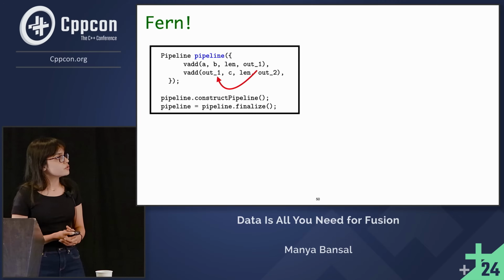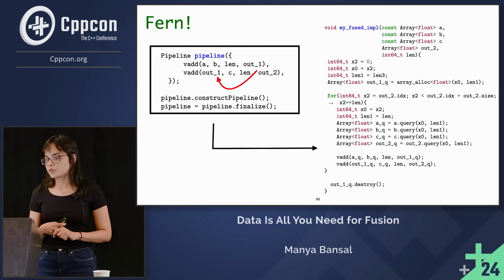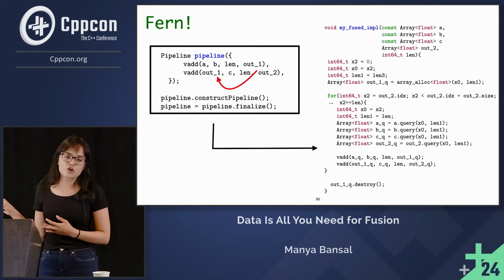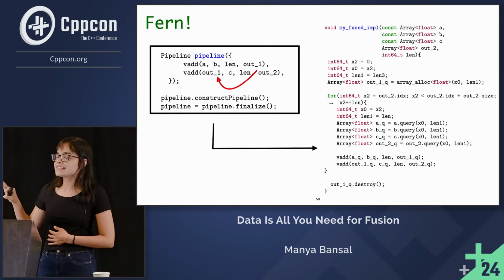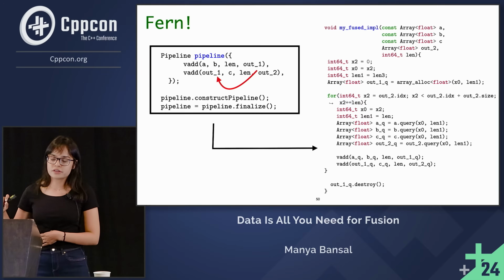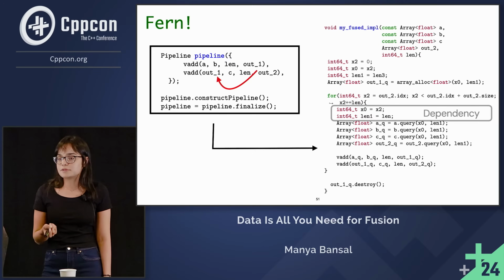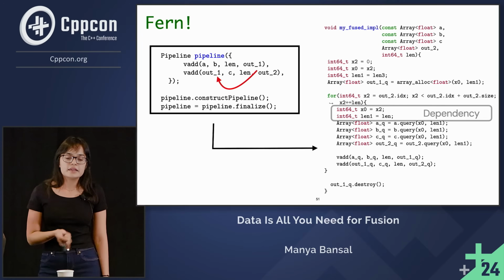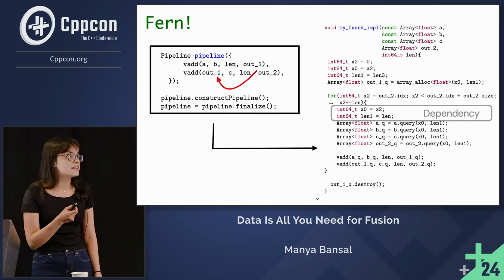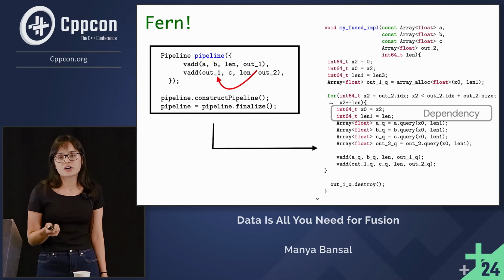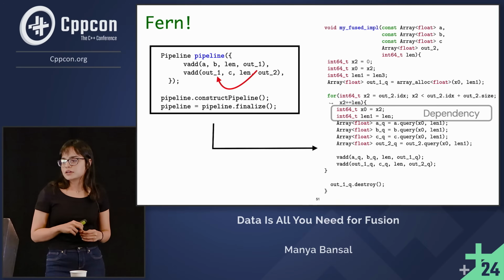What Fern is going to do is take that pipeline and generate some C++ code. The point of me putting that code up there is not so that you can read or understand it. I just want to highlight some idiomatic parts of that code. The first thing Fern will do for you is figure out the dependencies between these two functions. In our case, that v-add is just an element-wise vector addition, so the dependencies are trivial. I'm going to be talking about more complicated dependencies in the rest of the talk.